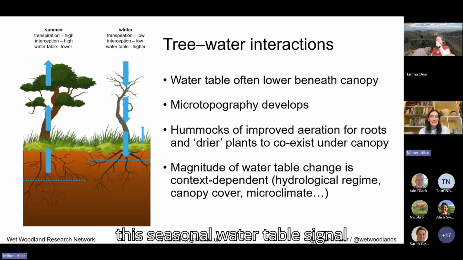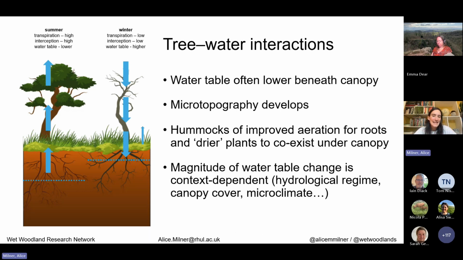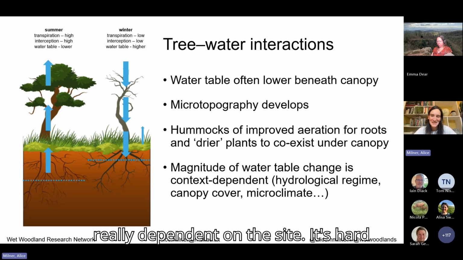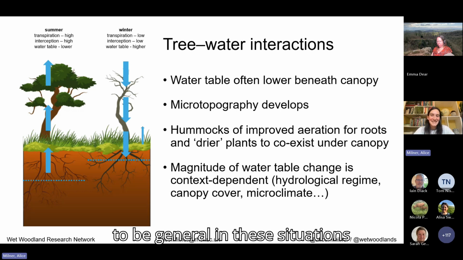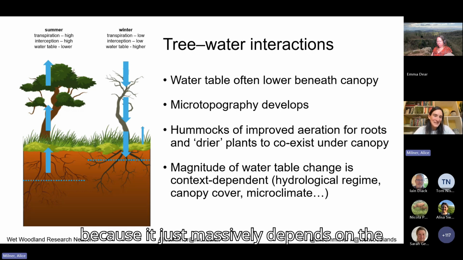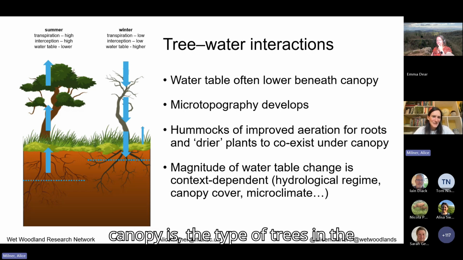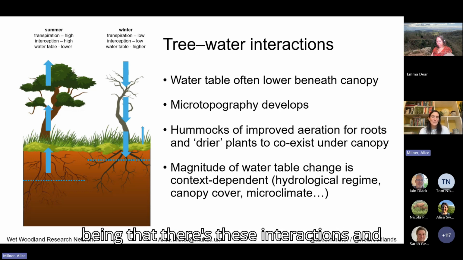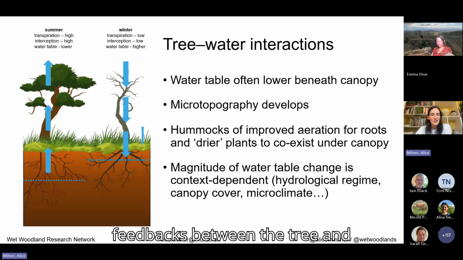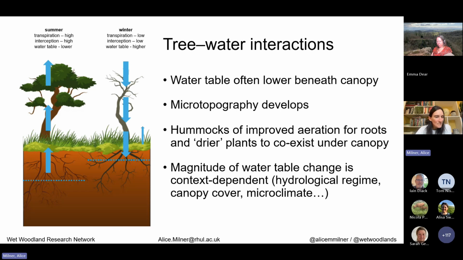So it provides this seasonal water table signal from the trees alone, even if the incoming water remains stable. And these mechanisms are really, really dependent on the site. It's hard to be general in these situations because it just massively depends on the hydrological regime of the site, where the water's coming from, how dense the canopy is, the type of trees, and the microclimate, and so on. But the point being that there are these interactions and feedbacks between the tree and the hydrology.